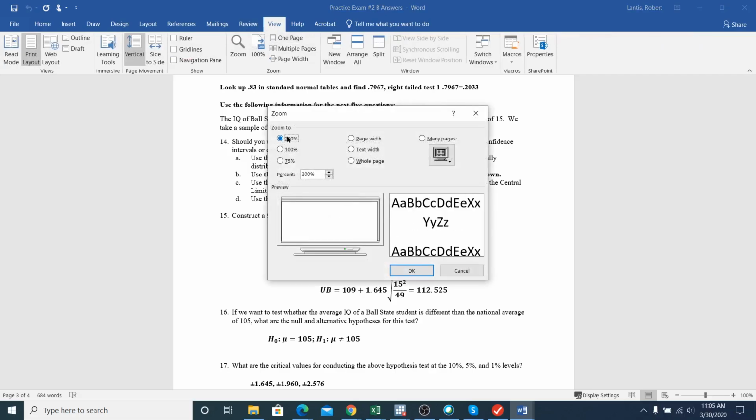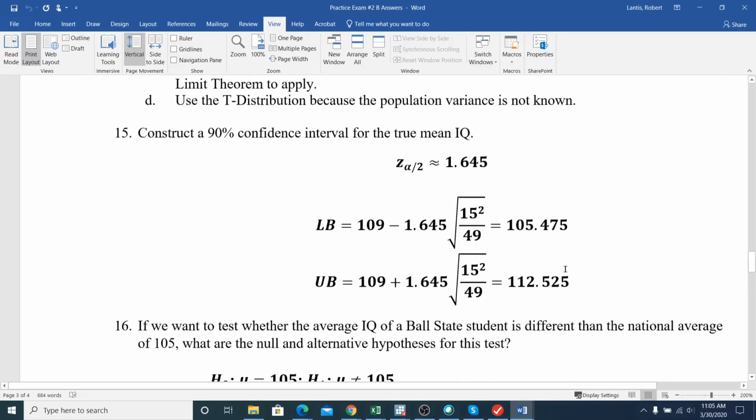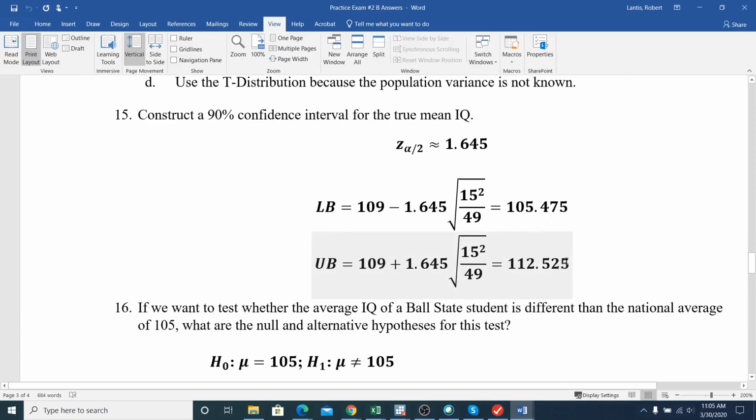Any questions on that one before we keep moving? I kind of blew it up here so we can see it a little better. Okay with that?